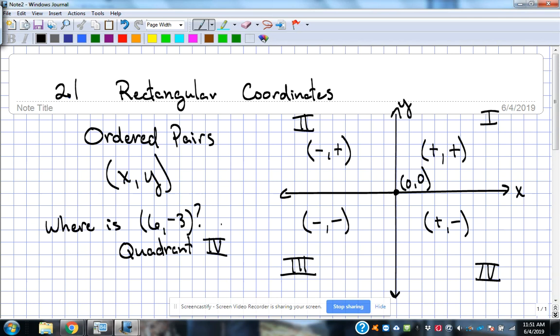Quadrant 4, because if I plotted that point, positive 6, negative 3, I would start here at 0, 0, and I would move 6 spots to the right to positive 6. 1, 2, 3, 4, 5, 6. And then I would move 3 spots down from that point to the negative 3. And that point is right there.